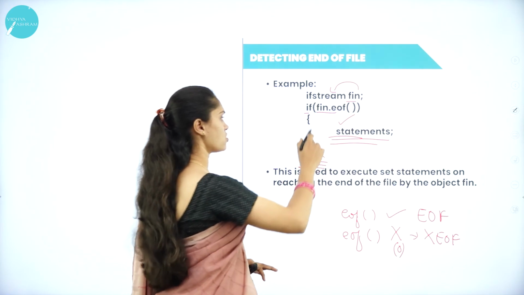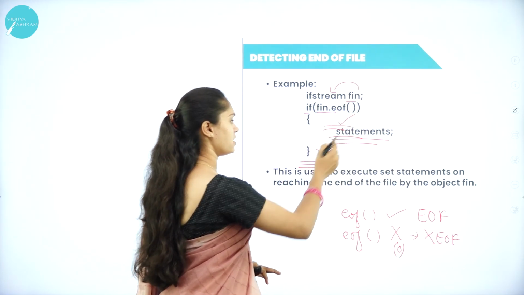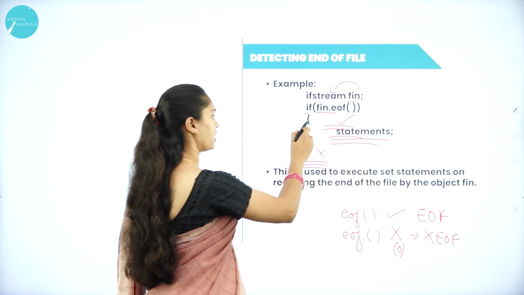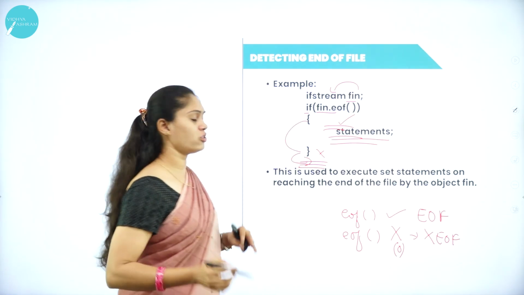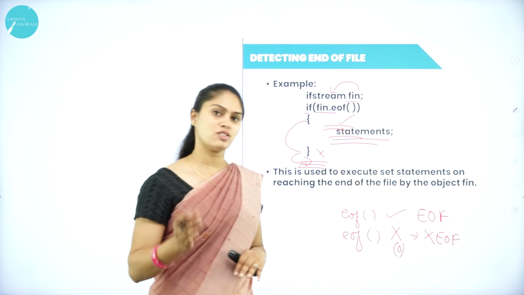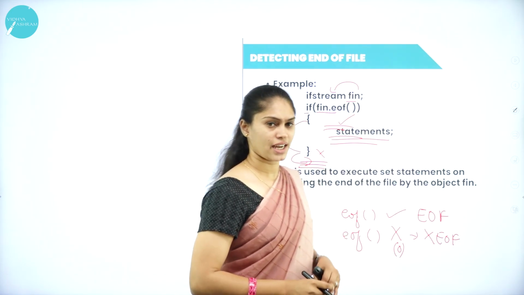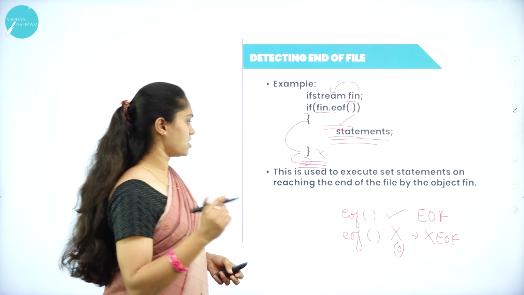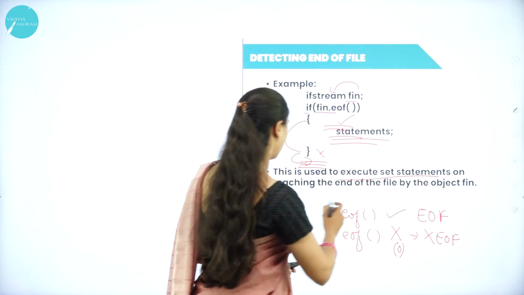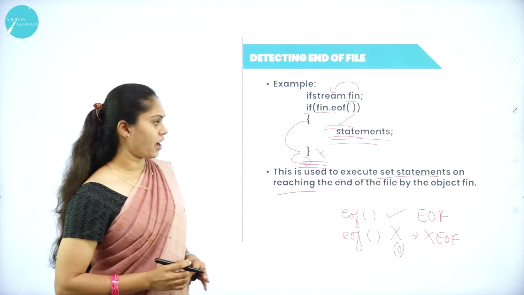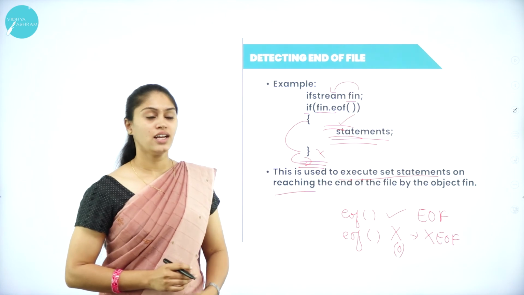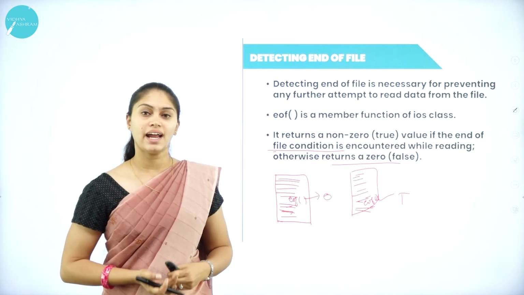If it is true, whatever statements are there in that block are going to execute. If it is false, it will come out of the loop and it is going to have the further set of lines of that particular file. Getting? So this is how end of file is going to work. So this is used to execute a set of statements on reaching the end of a file by the object fin. Getting? So this is how I can detect the end of a file.